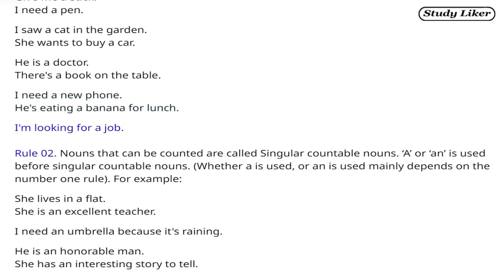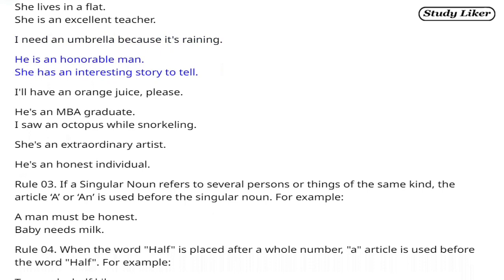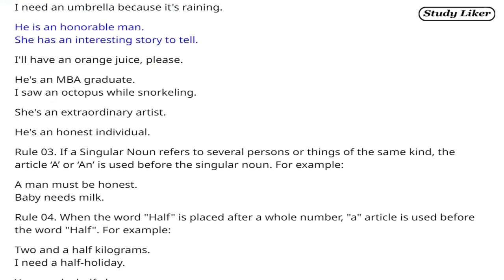Rule 02. Nouns that can be counted are called singular countable nouns. A or an is used before singular countable nouns. Whether a is used or an is used mainly depends on the number 1 rule. For example, she lives in a flat. She is an excellent teacher. I need an umbrella because it's raining. He is an honorable man. She has an interesting story to tell. I'll have an orange juice, please. He's an MBA graduate. I saw an octopus while snorkeling. She's an extraordinary artist. He's an honest individual.